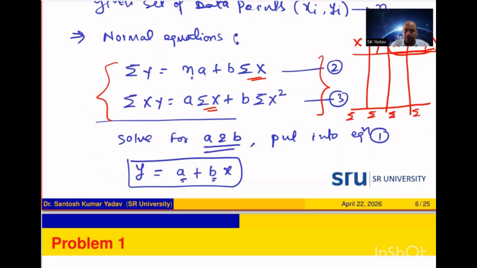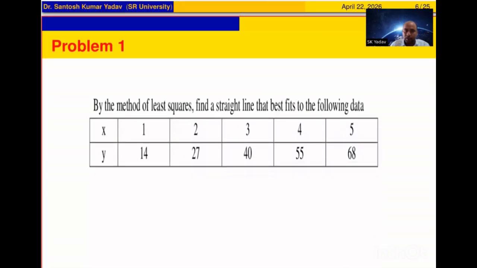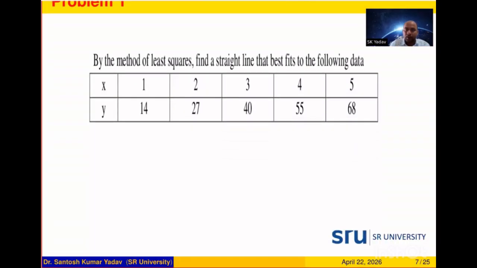So let's see one example here. Here I have a given set of data points. By using the method of least squares, find a straight line that best fits the following data. Data x is given as 1, 2, 3, 4, 5, and y is given as 14, 27, 40, 55 and 68. So I can easily see that when x is increasing, y values are also increasing. So it's very obvious that they have a positive correlation.